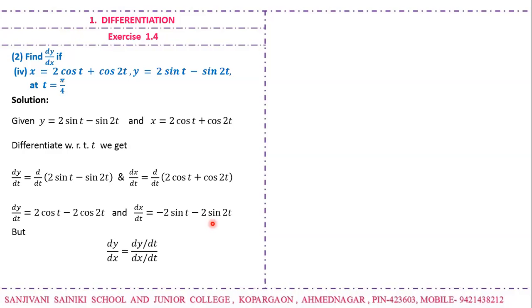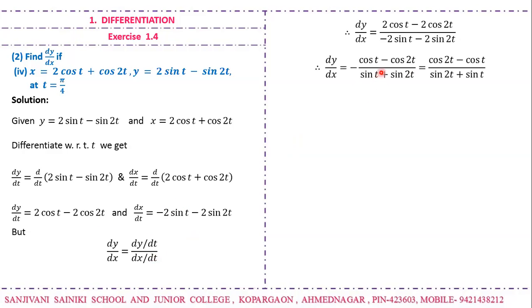Now use the parametric differentiation formula: dy by dx is dy by dt upon dx by dt. Put our derivatives in this formula and then simplify it. So dy by dx is cos 2t minus cos t upon sin 2t plus sin t, but we want the derivative at t is equal to pi by 4.